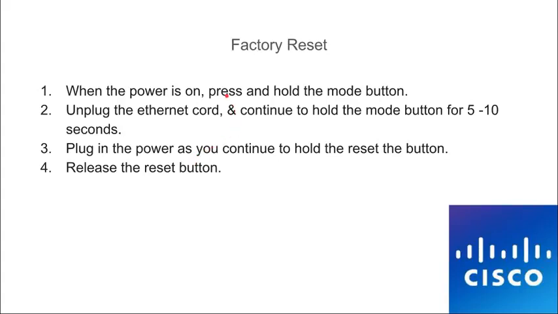Once it's powered on, the first step is we're going to factory reset it. So press and hold that mode button and then unplug the Ethernet cord that you just plugged in. Continue to hold that mode button for about 5 to 10 seconds, and then you can insert the Ethernet cable back in, but continue to hold that mode button. Once it's completely powered on, you can go ahead and release that mode button.